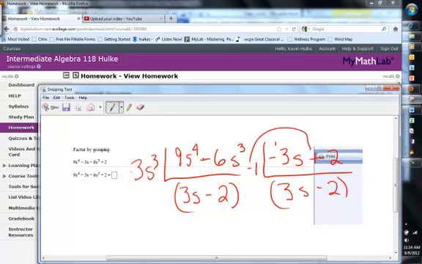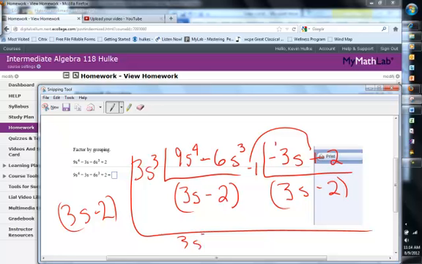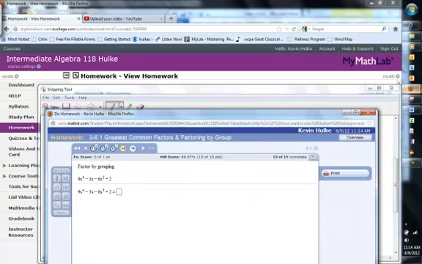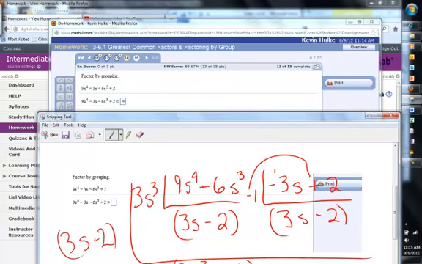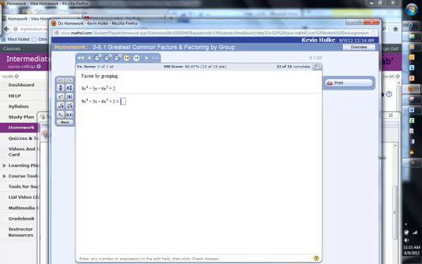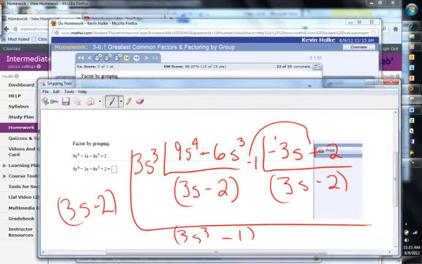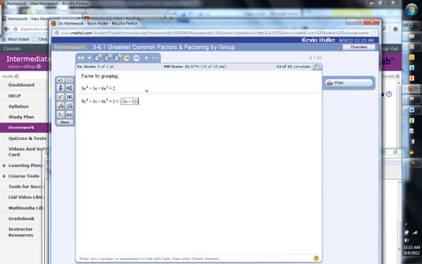So my factored form is 3s minus 2, and I'm left with 3s cubed minus 1. 3s minus 2, parentheses 3s minus 2, parentheses, forgot what the second one was, 3s cubed minus 1. Oops.